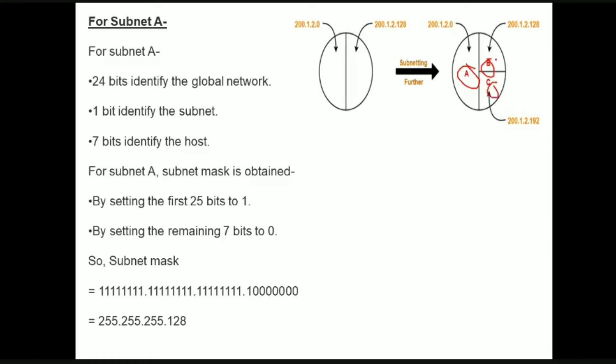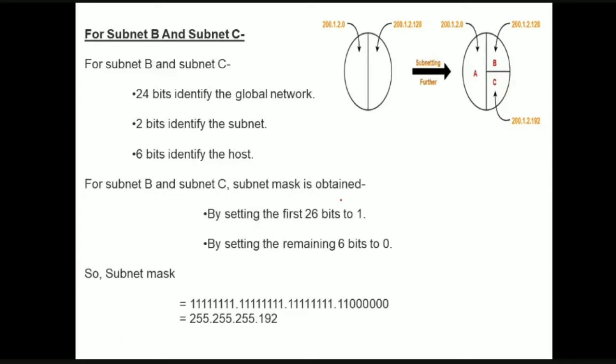So here we require how many bits for representing these 2 subnets? Only 1 bit. So if you see here, we have represented only 1 bit here. So 255.255.255.128. So this is how we are going to identify the subnet mask. Now for subnet B and C also.